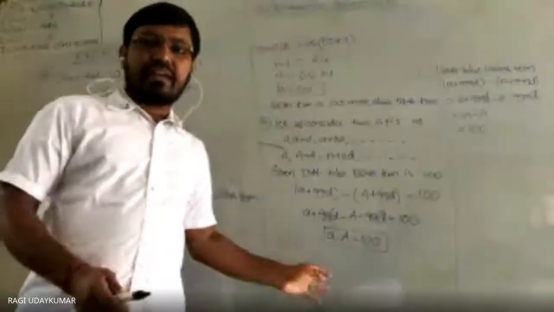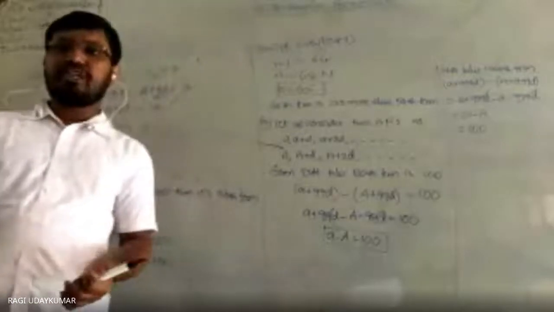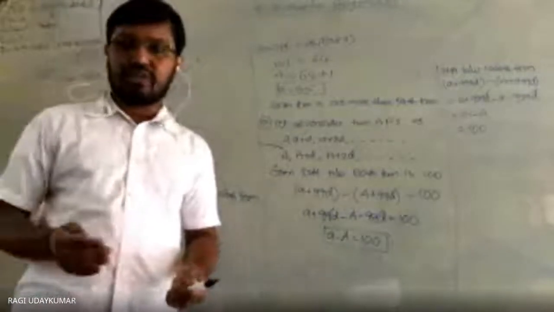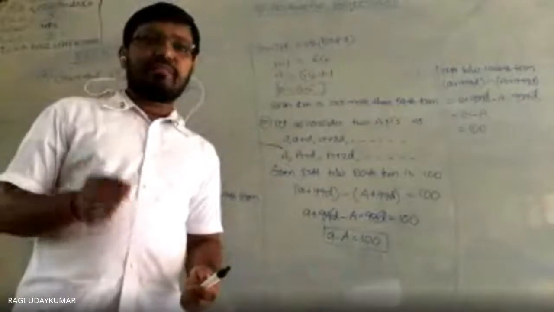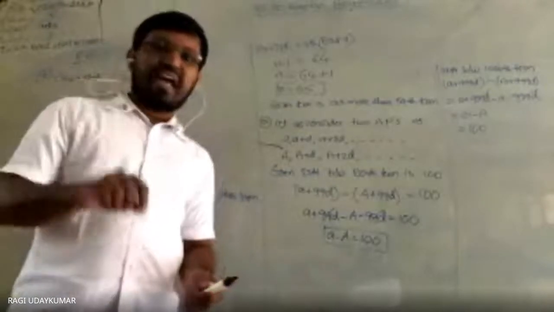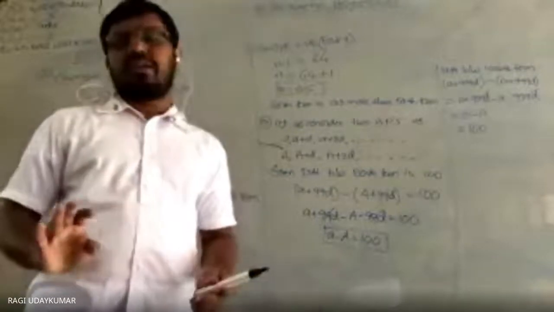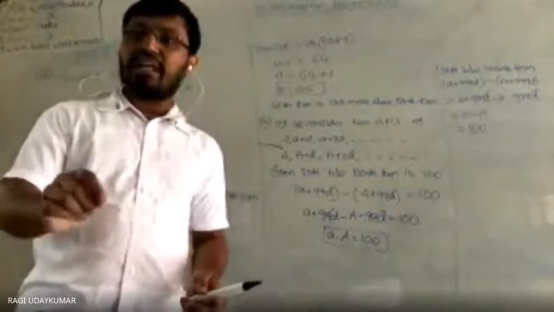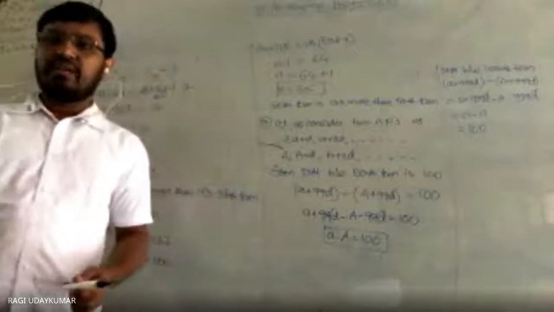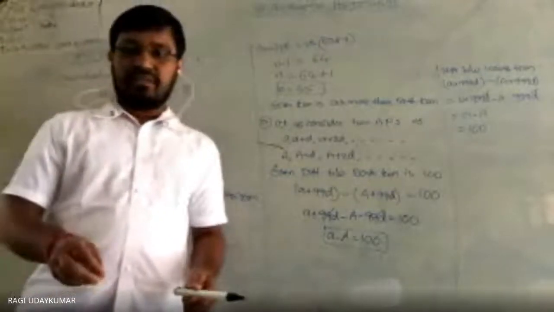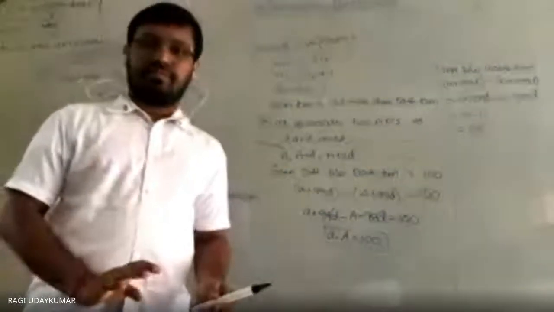Here most of the students will get confused. If this question is given as an objective question, the answer will be 100. Difference between the 1000th terms will be 100 only. Difference between the fourth terms, or the 2020th terms, also will be 100.